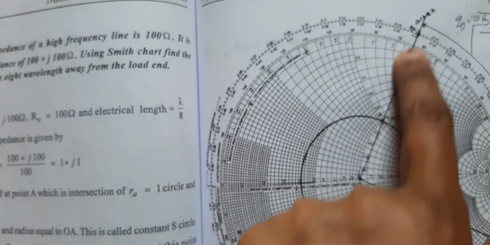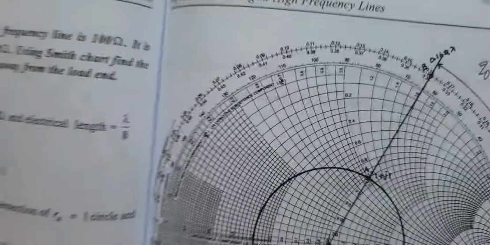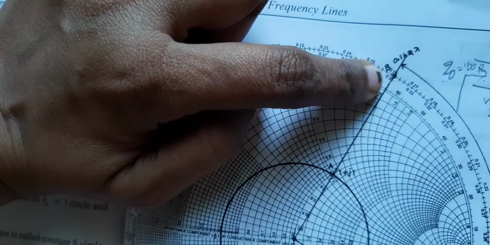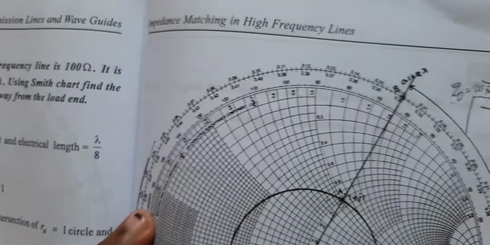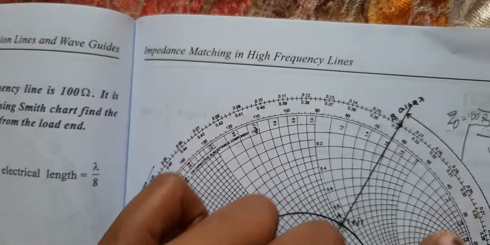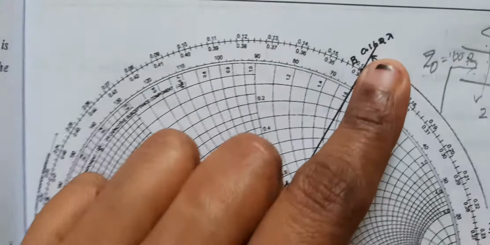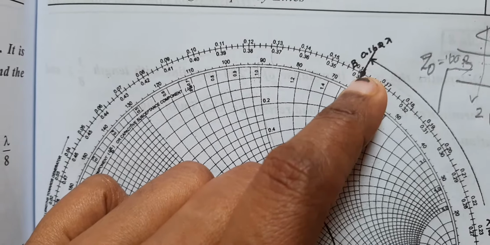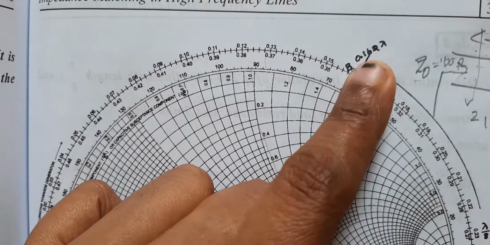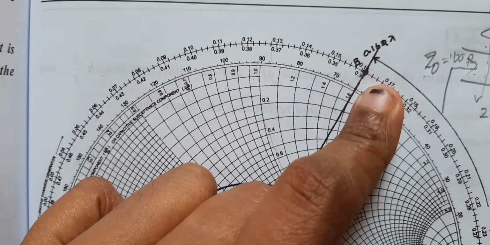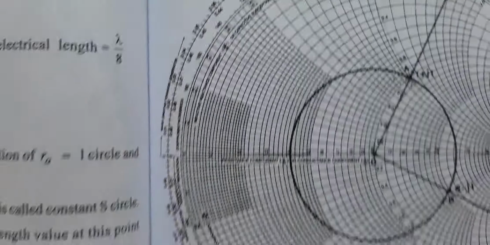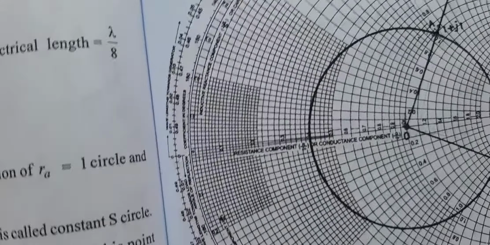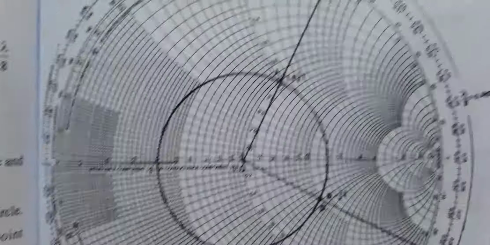Now extend this line and mark the wavelength value. If you extend it and mark this point as B, in the outer circle, that is wavelength towards generator, we measure the wavelength. So here what is the value? 0.16 and a little further. So you can mark this as 0.162 lambda. So we have located the load impedance value and the wavelength value.